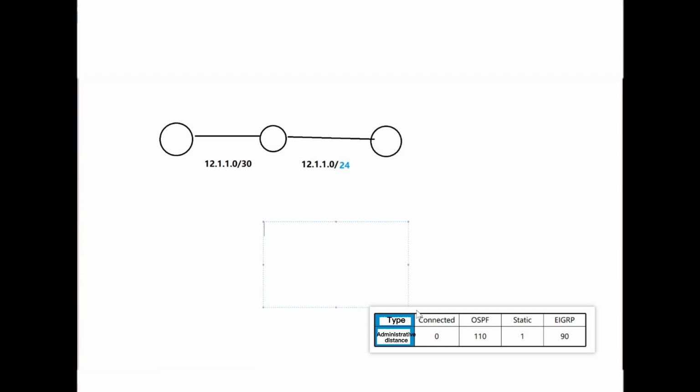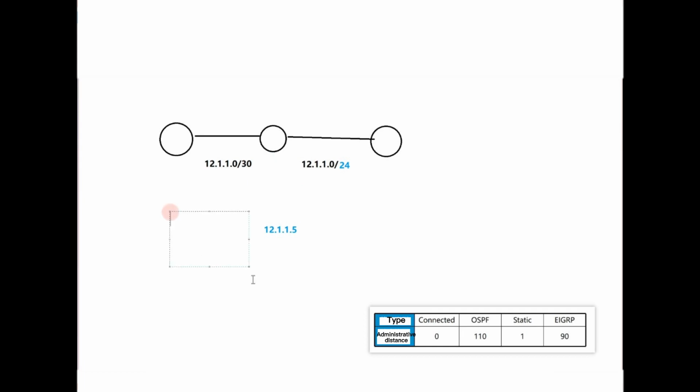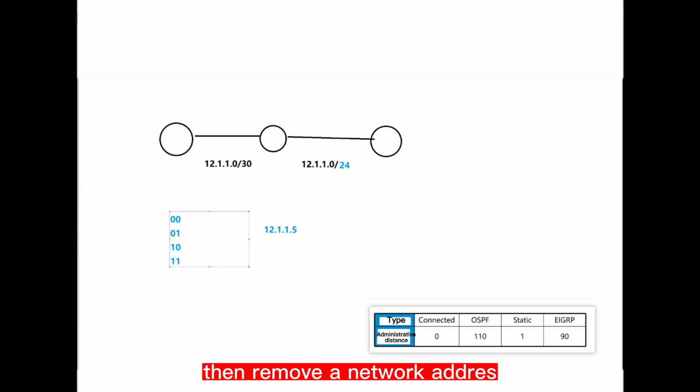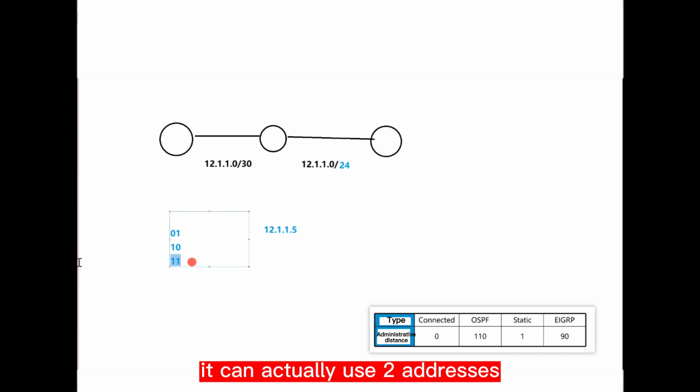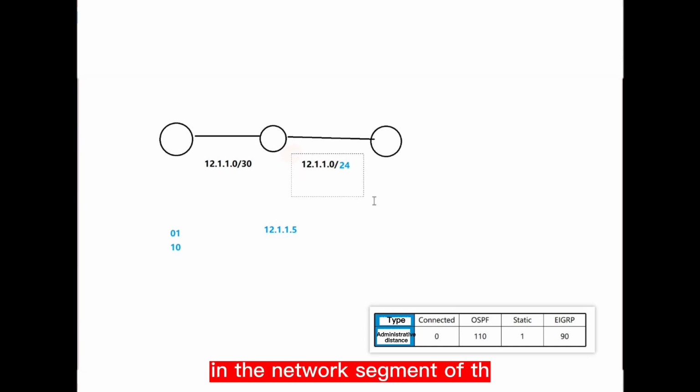Now comes a data packet. This data went to 12.1.1.5. Then 12.1.1.0 with a 30-bit mask: the variable host bits only have the last 2 bits. Actually its range is 000 to 111, 0 to 3. Then remove a network address and a broadcast address. It can actually use 2 addresses. One is point 1. One is point 2. It does not cover point 5. But point 5 is included in the network segment of the 24-bit mask on the right.